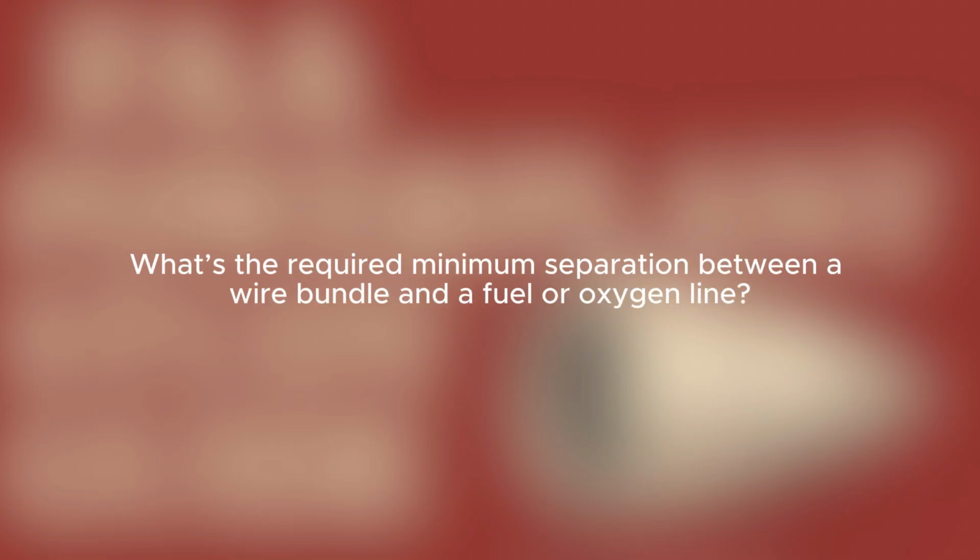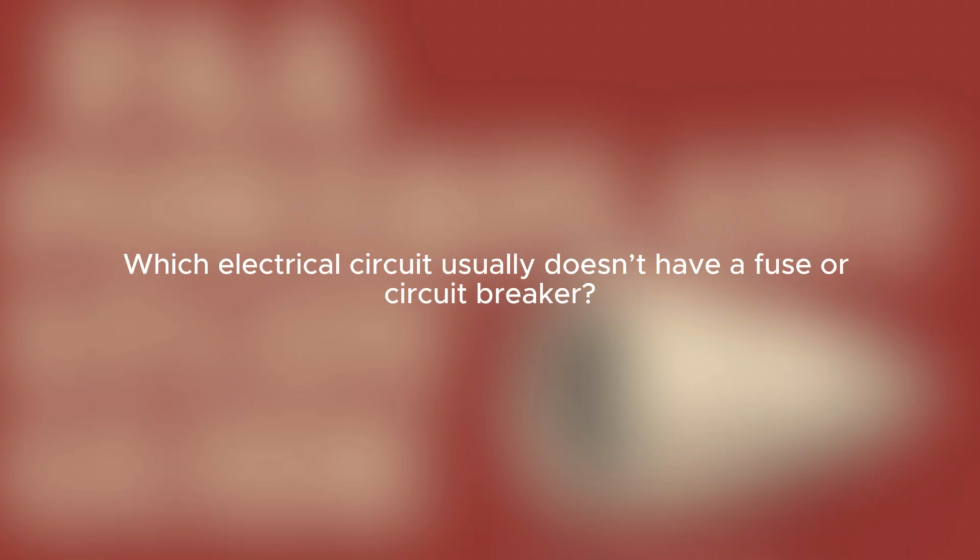What's the required minimum separation between a wire bundle and a fuel or oxygen line? At least 6 inches whenever possible. If not, they should never run parallel, and it must be at least 2 inches apart. Which electrical circuit usually doesn't have a fuse or circuit breaker? The starter motor circuit.